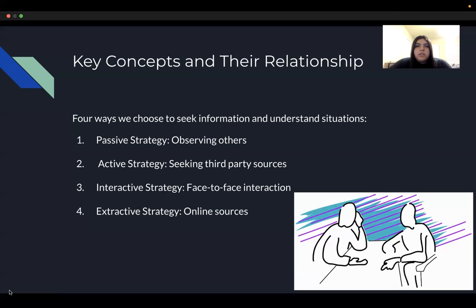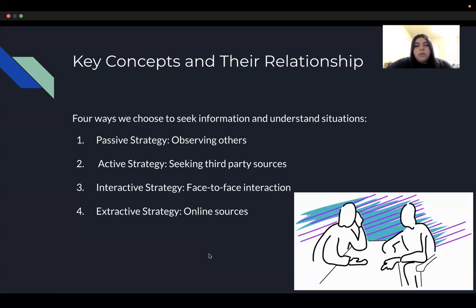So information does get distorted, but it's a way that we understand people without having to do face-to-face interaction, which is the third one. The third interactive strategy would be a more bold approach, and that would be facing either the situation or the person head on and figuring out how to dissect that situation and how they're trying to communicate that back to us. The last one being extractive.